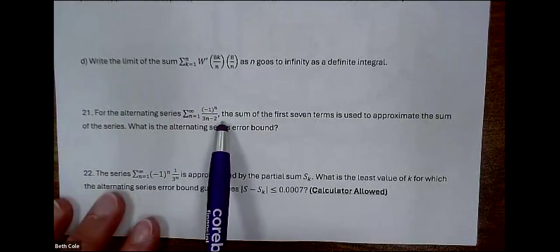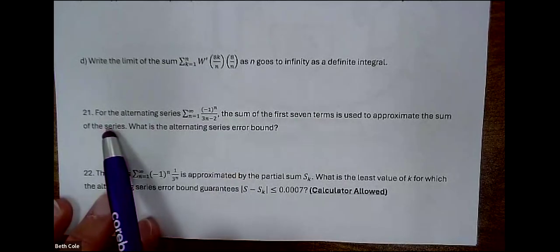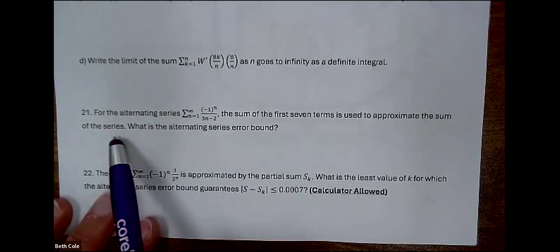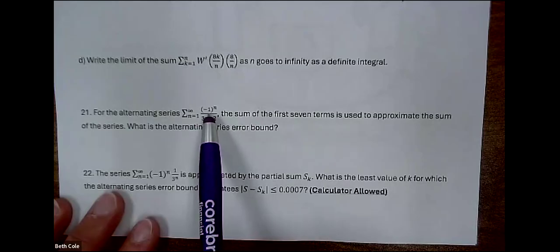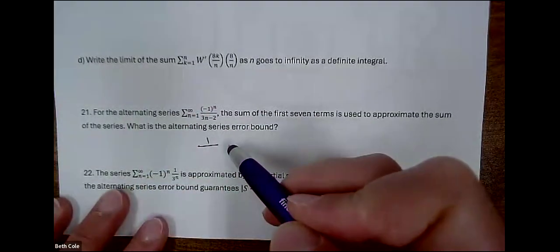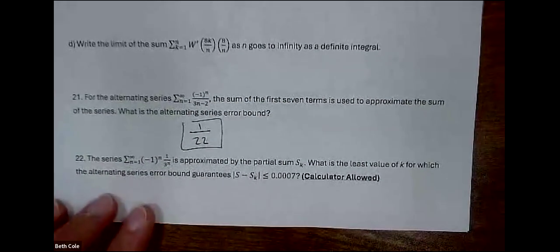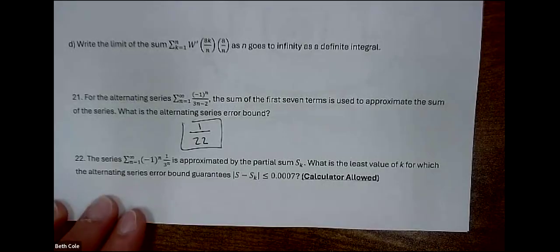All right, so for the alternating series test, sum of the first 7 terms is used to approximate the sum. What is the series? Okay, so same thing we just did. We're going to plug in 8. Actually, you don't even really need a calculator for that. It's going to be 1 over 3 times 8 is 24, minus 2 is 22. All right, we didn't even need a calculator. A lot of times calculator ones, you don't even end up needing the calculator for them.